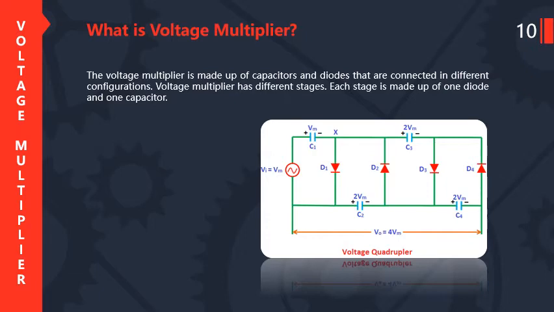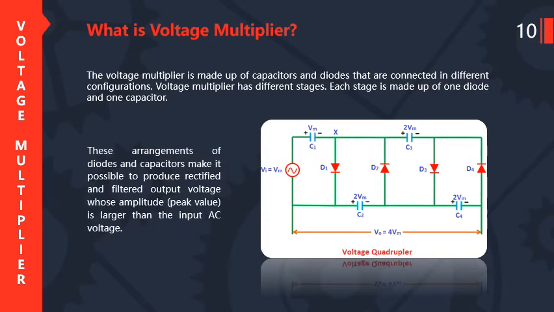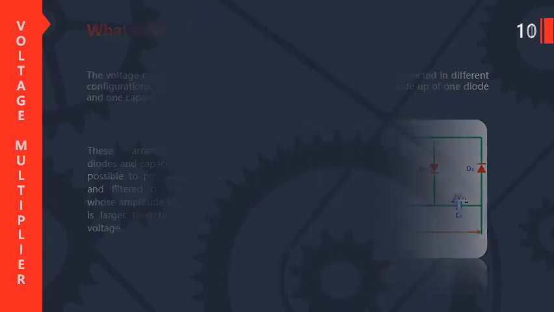So this is the circuit diagram for voltage quadrupler. इस सर्किट में क्या होगा, जो हमारा इनपुट वोल्टेज होगा उसका 4 टाइम्स हमें आउटपुट वोल्टेज में मिलेगा, इसीलिए हम इसको वोल्टेज क्वाड्रुपलर सर्किट बोलते हैं. In this diagram, four diodes are connected, D1, D2, D3 and D4, and 4 capacitors are connected, C1 to C4. This arrangement of the diodes and capacitors makes it possible to produce rectified and filtered output voltage whose amplitude is larger than the input AC voltage.